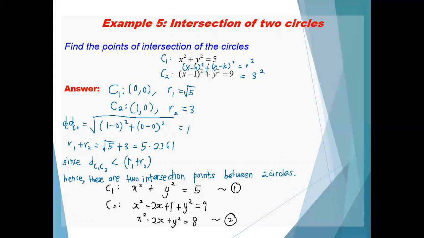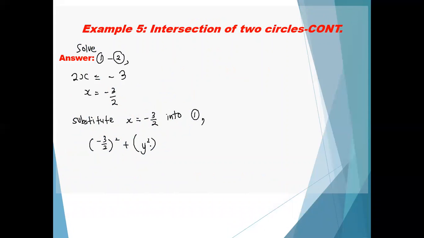Okay, the original, so equal to 5. Okay, so 9 over 4 plus y squared is equal to 5. Okay, so what is y squared? y squared is equal to plus minus square root 11 over 2.